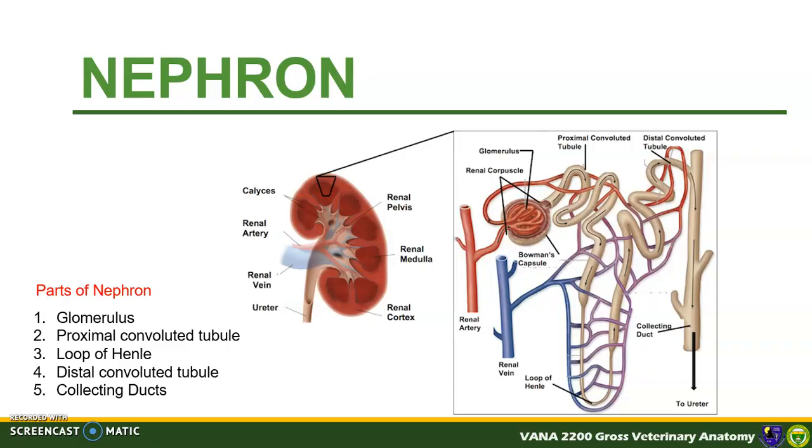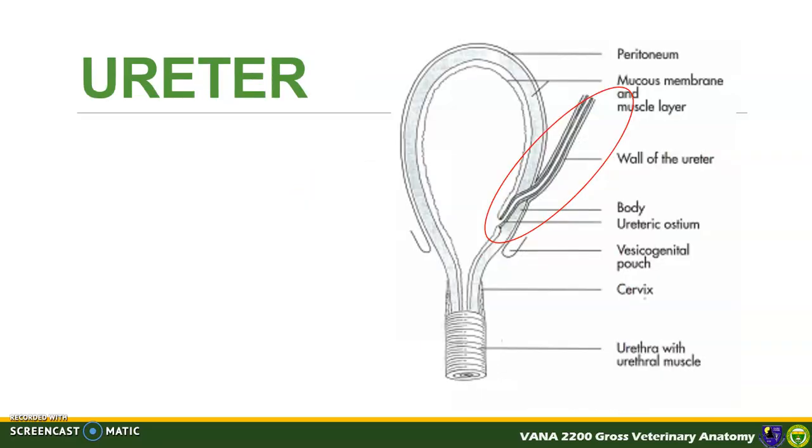The loop of Henle is continuous with the distal convoluted tubule. This is the same in structure with the proximal convoluted tubule. And finally, the last segment is the collecting duct where the formed urine will exit the kidney to the ureter via the renal calyces. The formed urine in the kidney will leave the organ and will enter the ureter.